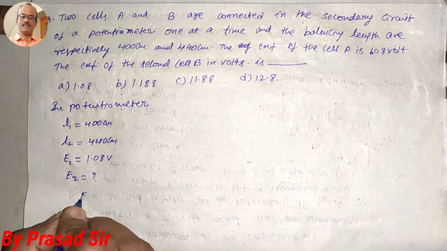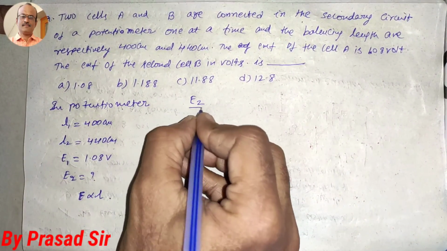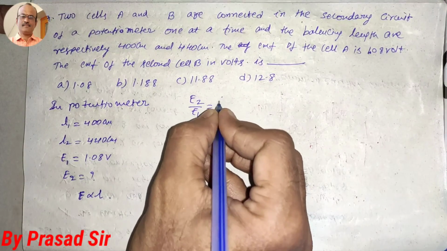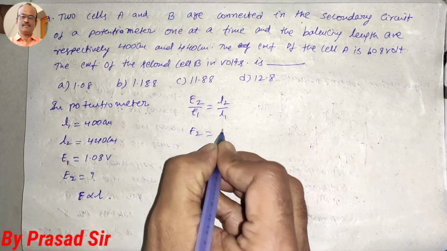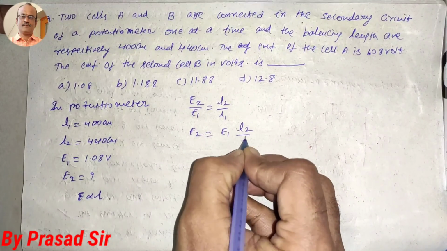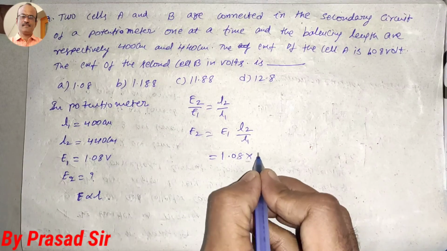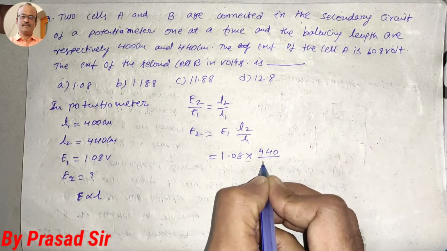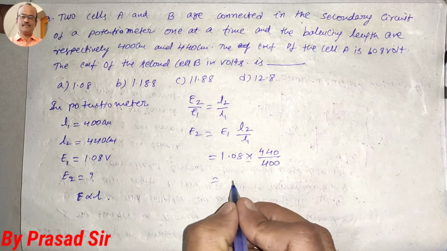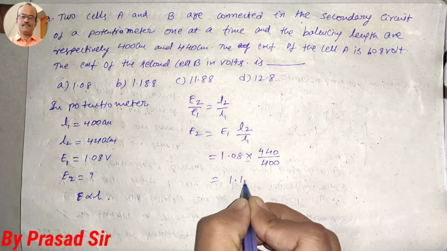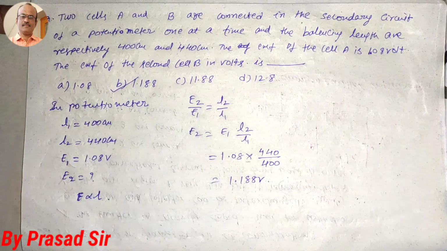In a potentiometer we know the relation E is directly proportional to L. So E2 divided by E1 is equal to L2 divided by L1. That means E2 is equal to E1 into L2 divided by L1. E1 is 1.08, L2 over L1 is 440 divided by 400. On simplification, we get the answer 1.188 volts. So which option is correct here? Option B is correct.